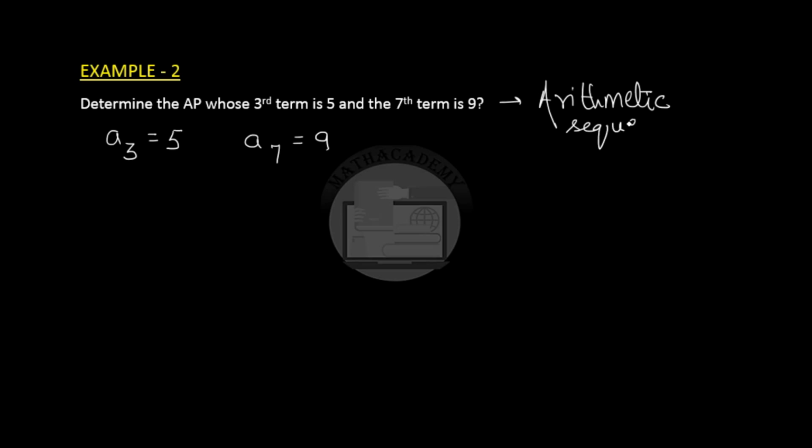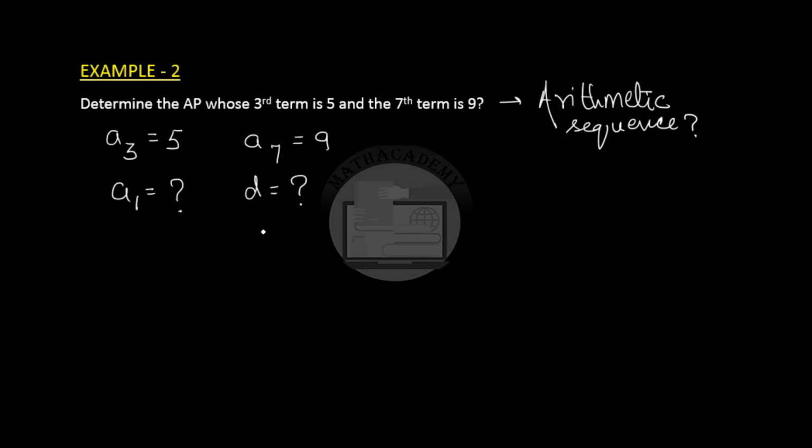Determine the AP whose third term is 5 and the seventh term is 9. Third term is a3. This is given as 5. And the seventh term is given as 9. What do we want to find out? We want to find out the arithmetic sequence. When we say we have to find out the arithmetic sequence, it means you have to know the first term and the common difference to write down the sequence, correct? So we need a1, that's the first thing, and we need the common difference. If we know these two things, we will be able to create our arithmetic sequence.